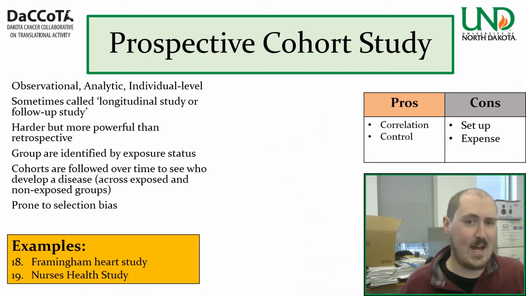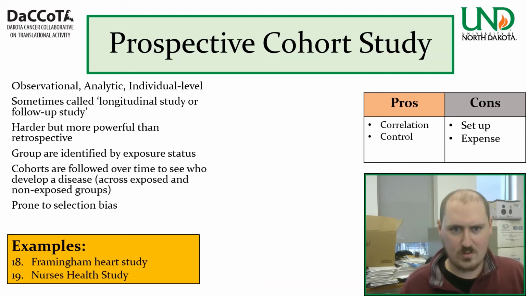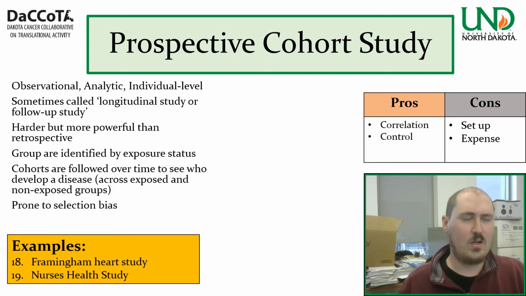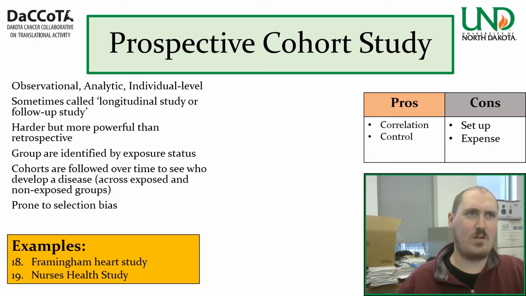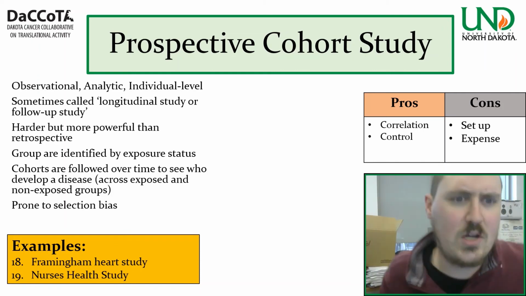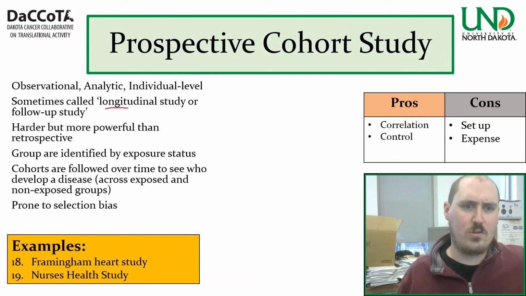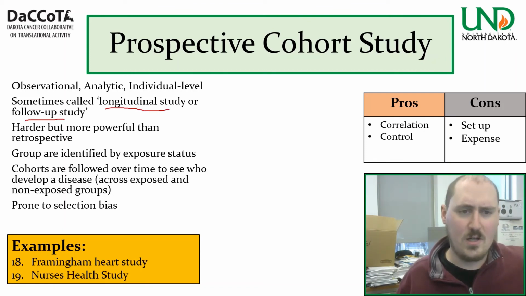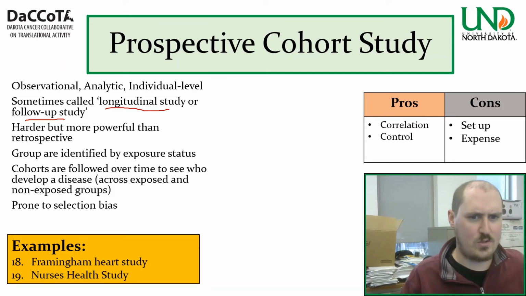Okay, now we'll get into one of the most powerful of the observational analytical individual level studies, the prospective cohort. This is in contrast to another type of cohort study, the retrospective. Cohort studies study cohorts, groups of people over time. The big difference is prospective starts with them and follows them over time, where retrospective takes a group that has already gone through stuff and then looks back in time. It's also called the longitudinal study, the prospective, or a follow-up study. So it's harder but more powerful than the retrospective.